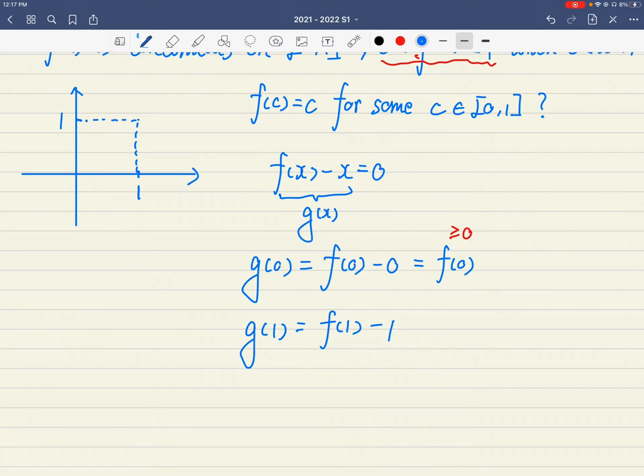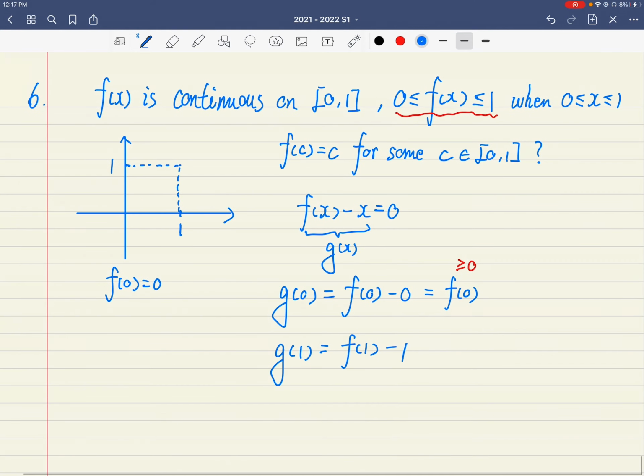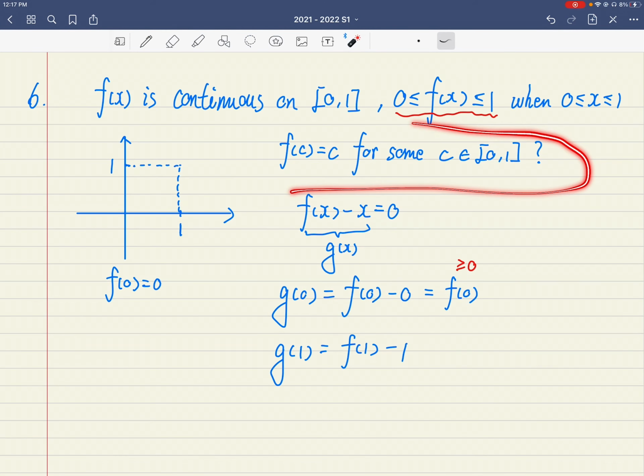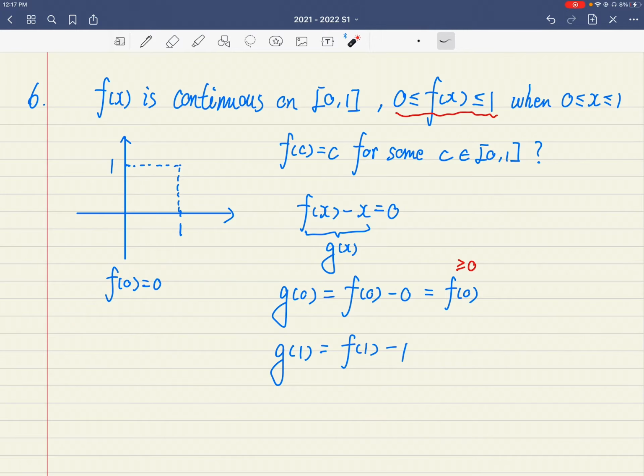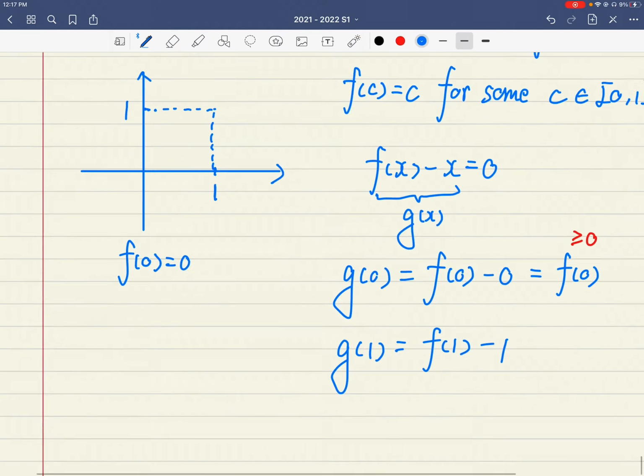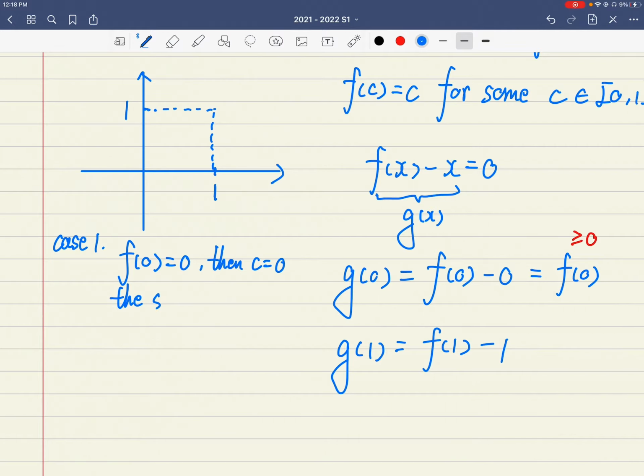So there are two cases. What if f(0) is equal to 0? If f(0) is equal to 0, then you already solved the problem. The problem asks you, is there a c such that f(c) is equal to c? If f(0) is already equal to 0, then c is just 0. So it's already a solution. First case: f(0) is equal to 0, then your c will just be 0. The statement is true.